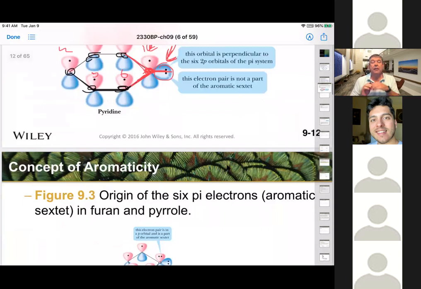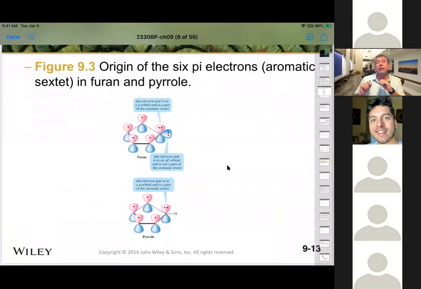So, do all aromatic rings have to have 6 atoms in them? And the answer is no. The reason is that if you have a heteroatom with a lone pair in it, that can contribute 2 electrons to a ring. And so we can have 5-membered, 6-membered, and sometimes even 7-membered aromatic rings if they have the right number of electrons.